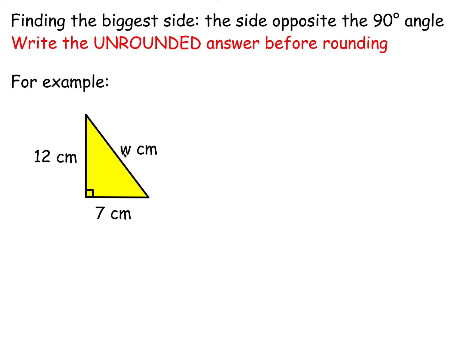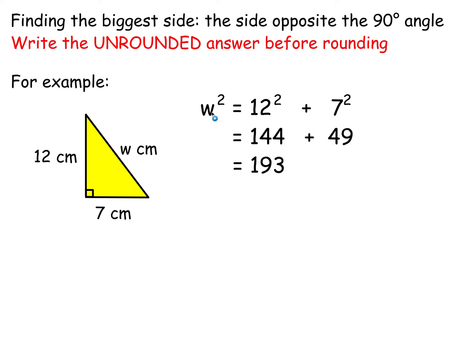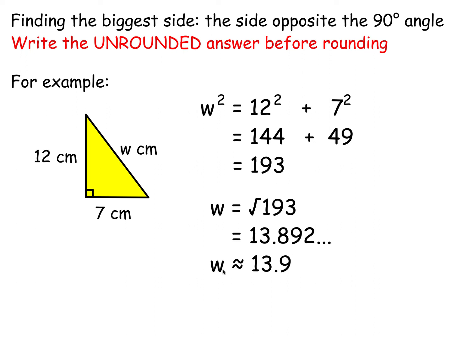If you want to calculate the hypotenuse, w, it's opposite the right angle here. w squared equals 12 squared plus 7 squared. Solve that equation: 12 12s, 7 7s, add them together. w squared is 193. w is the square root of 193. The answer on the calculator is not an exact answer, so you write it down and then round it as appropriate. In this case, w is approximately 13.9. So that's for a hypotenuse: square and add.